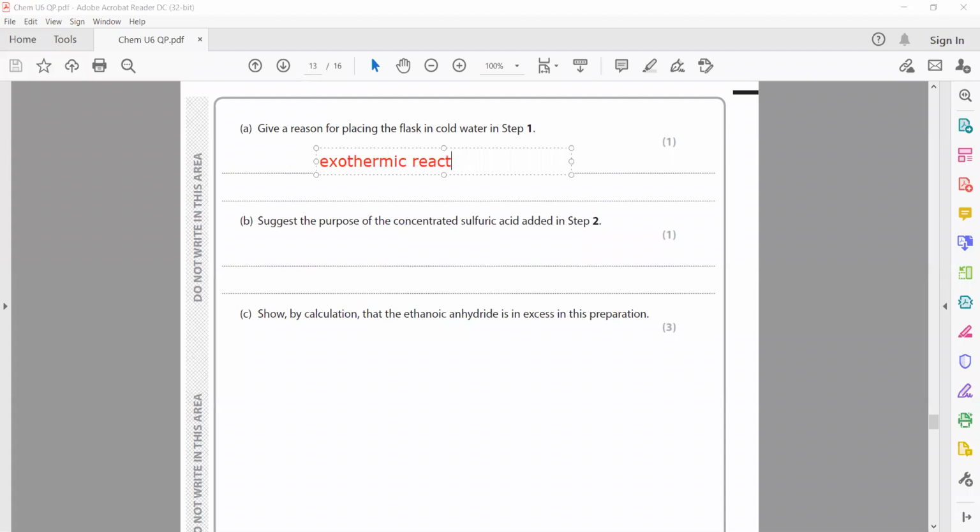So exothermic reactions release energy. That's why we normally place them in cold water. Suggest the purpose of concentrated sulfuric acid. It is used as a catalyst for this reaction.